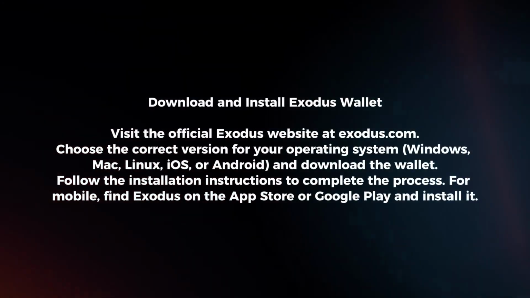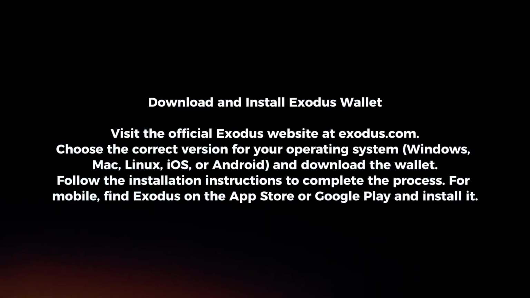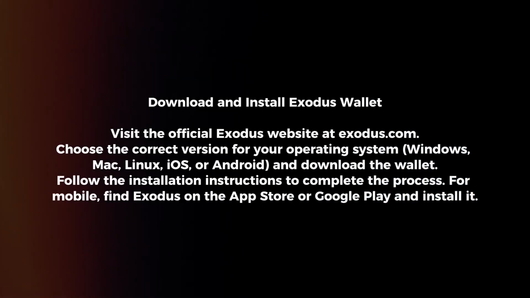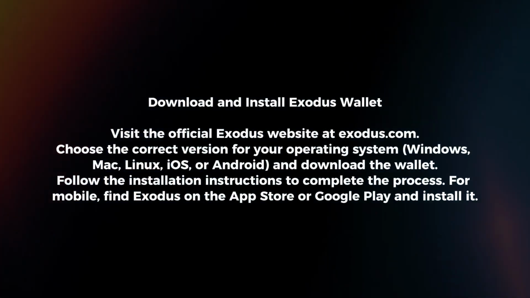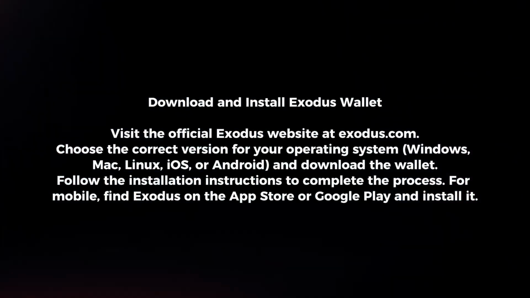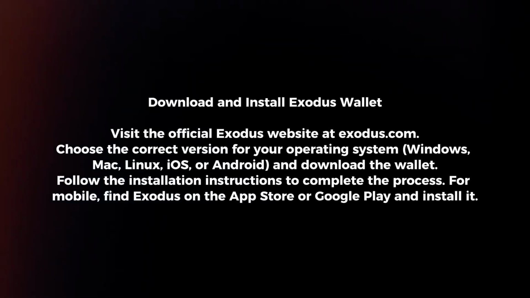Download and install Exodus Wallet. Visit the official Exodus website at exodus.com. Choose the correct version for your operating system and download the wallet. Follow the installation instructions to complete the process.